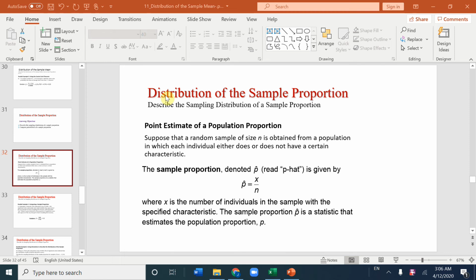For the sampling distribution of the sample proportion, we know the sample proportion p hat equals x over n. n is the sample size from the population. x is the number of individuals in the sample.